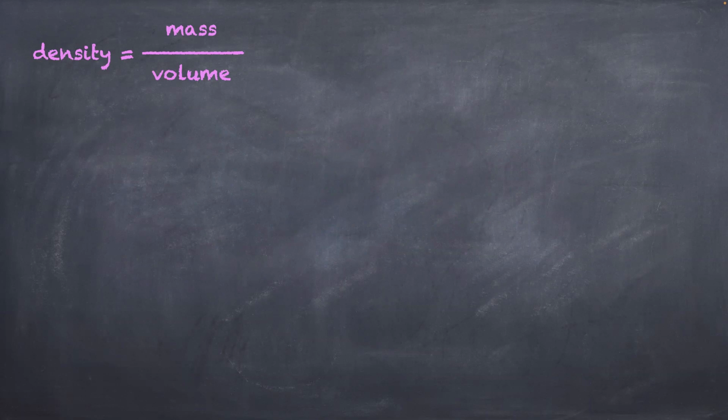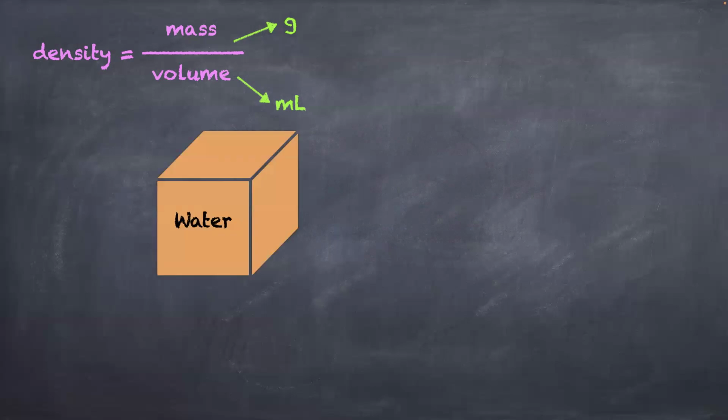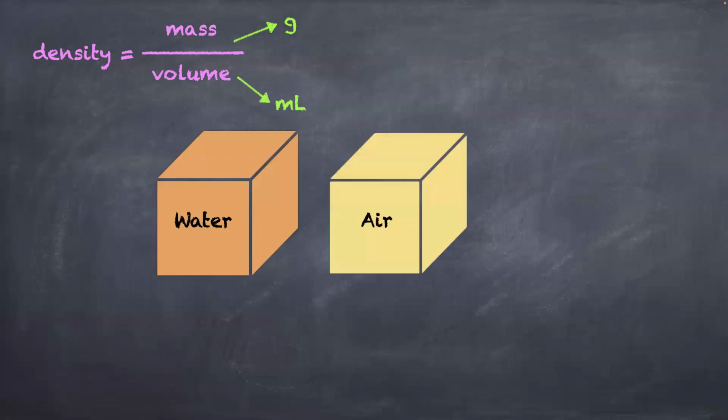The unit for mass they use is grams, and the unit for volume is normally milliliters and not liters. However, you might see cases of density being written as grams per liter, but normally you see density to be in grams per milliliter. So let's say you have a cube filled with water and then the same exact size of cube, but this time filled with air.